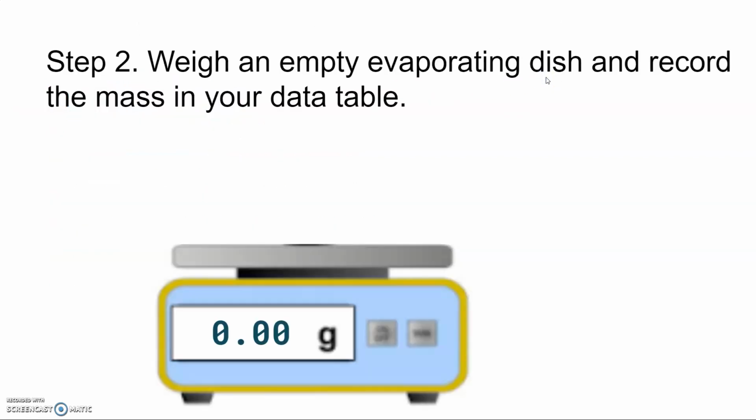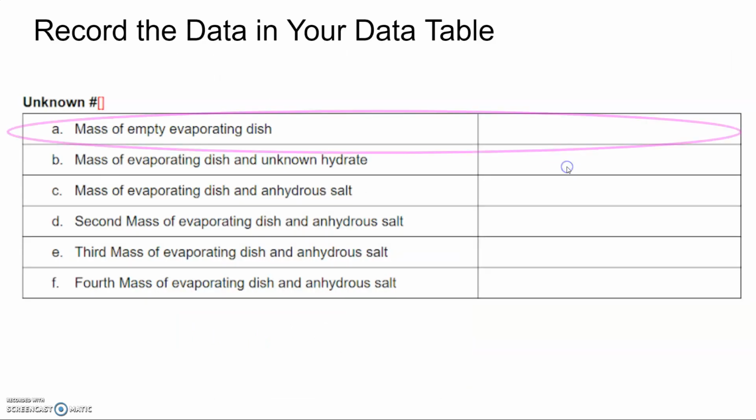The second step is to weigh an empty evaporating dish and record the mass in your data table. When we put it on the scale, it reads 14.78 grams. We're going to record that number here in the first row of our data table.